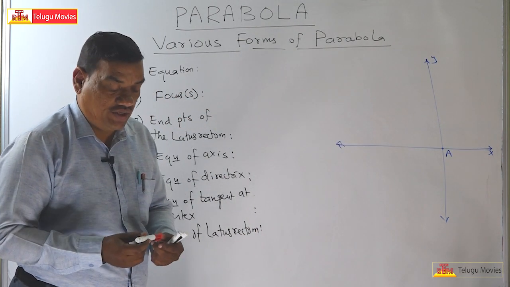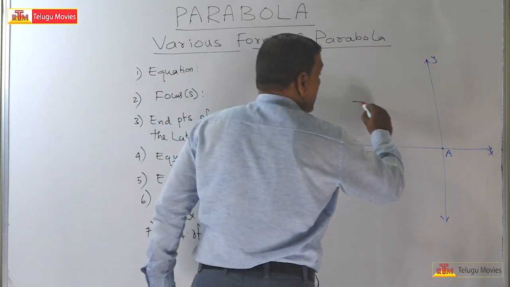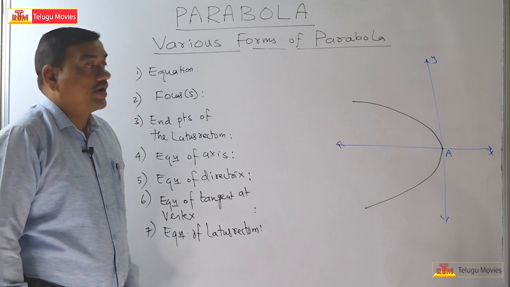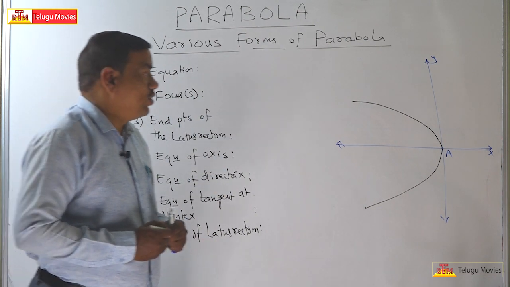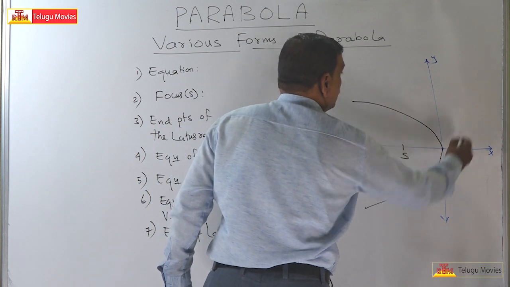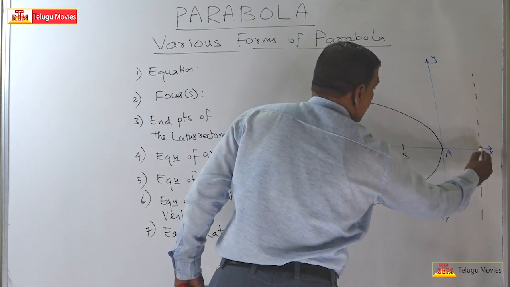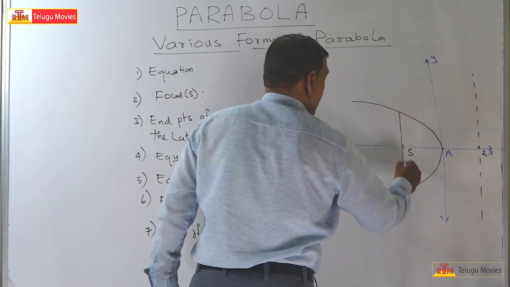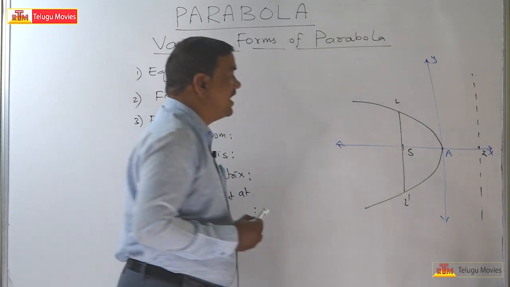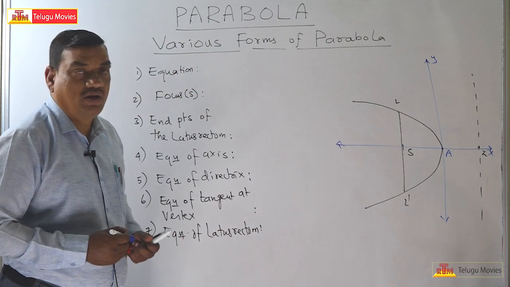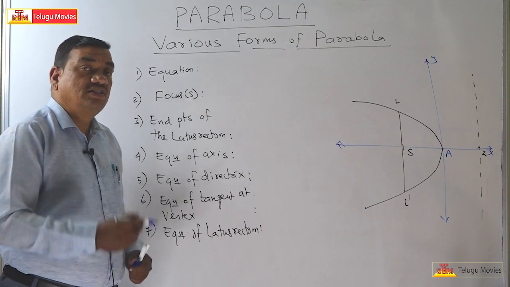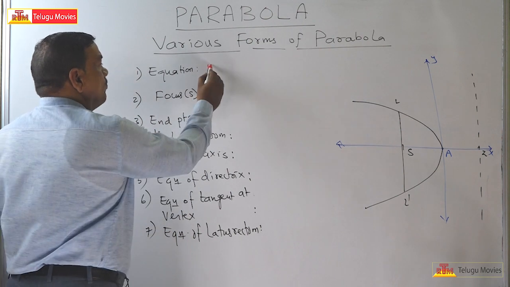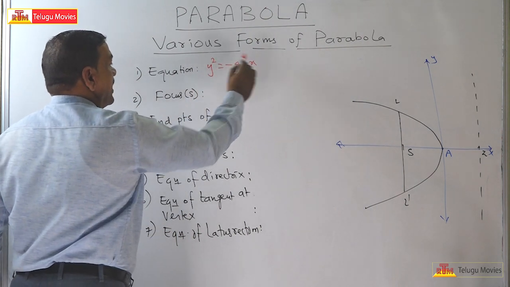Now I am going to take the parabola which lies in the second and third quadrant. So this is the focus, here it will be the directrix, this is Z, and L L dash will be the latus rectum. Now we are going to see one by one. First thing, what is the equation of this parabola? The equation of this parabola is y square is equal to minus 4ax.